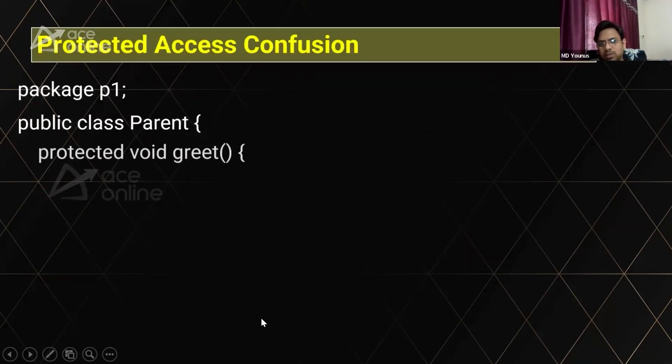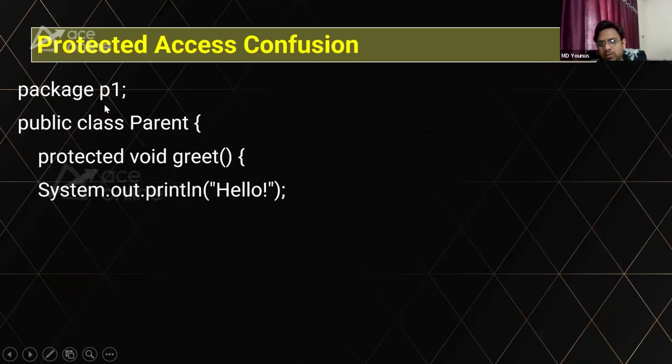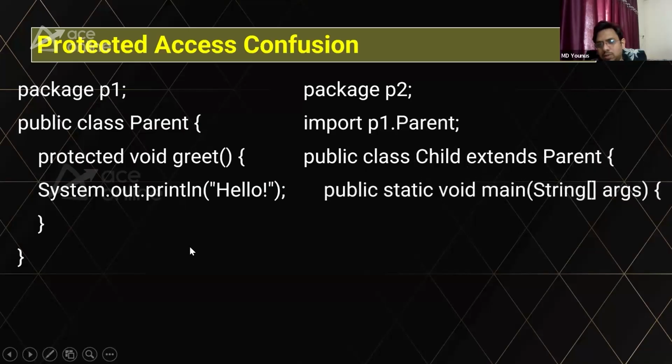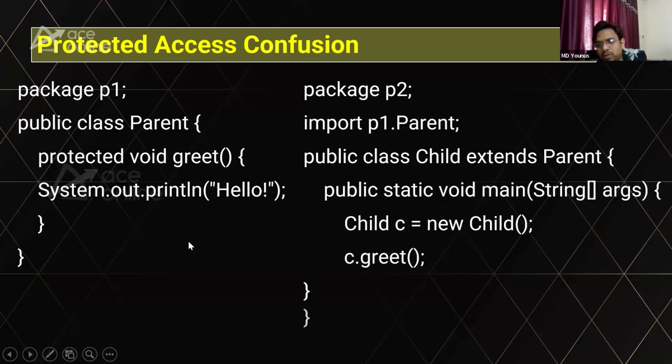Now, let's say we have package P1, public class parent, protected void greet, and hello. Now we have package two, importing the parent, making a child class, public static void main, making an object, calling the greet. What will be the output now? Okay, it will print hello, right? Why? Because protected can be accessed by the child classes. So the method is protected, so I can access it inside the child class.